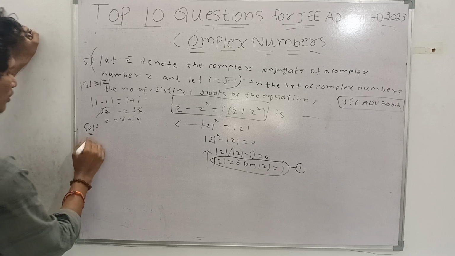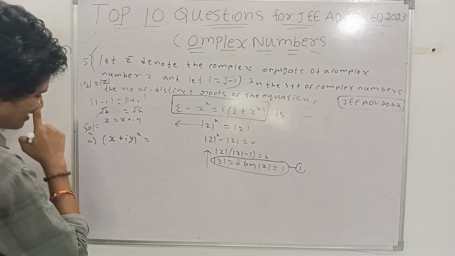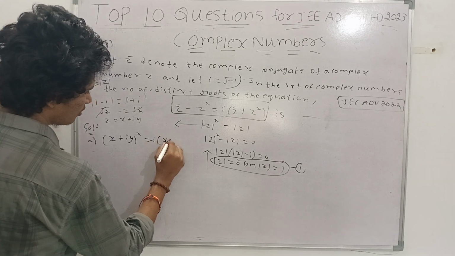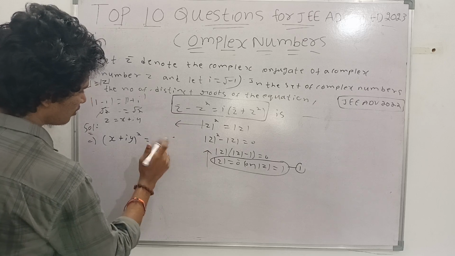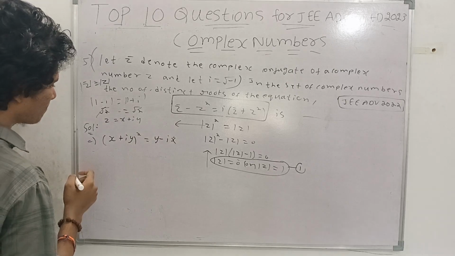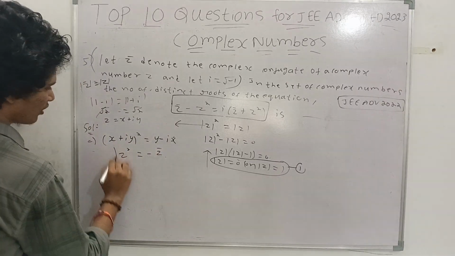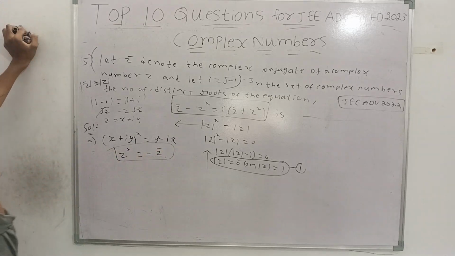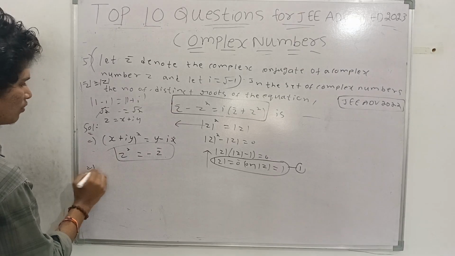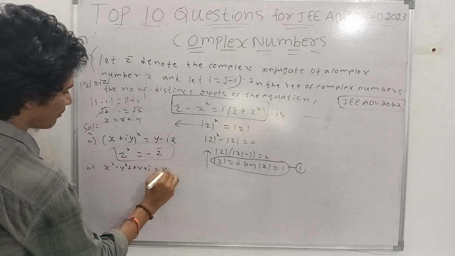We have to equate these two things, guys. (x + iy) whole square should be equal to i times (y − ix). We have to equate these things, that is z square equal to minus z bar. After doing this, we can get x square minus y square plus 2xyi, and it is equal to y minus ix.